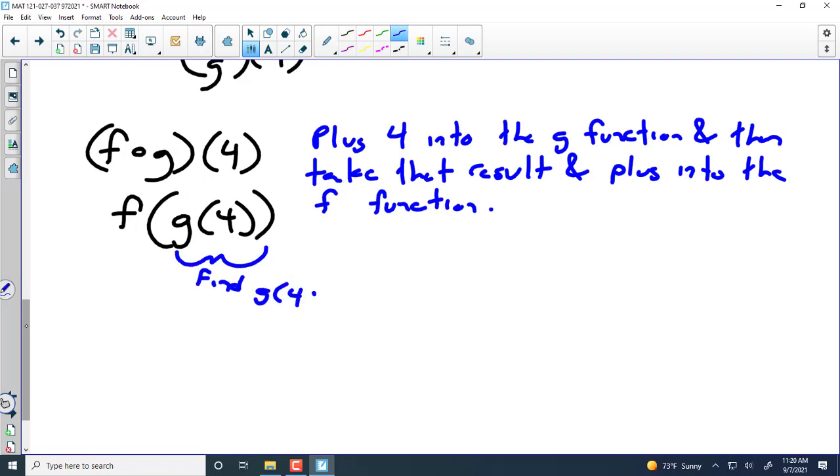Find G of 4, and then plug that result into F. That's how a composition works, everyone. After you get one of your answers, you take that answer, that new number, which is not necessarily the number you start with, and you plug it into another function.